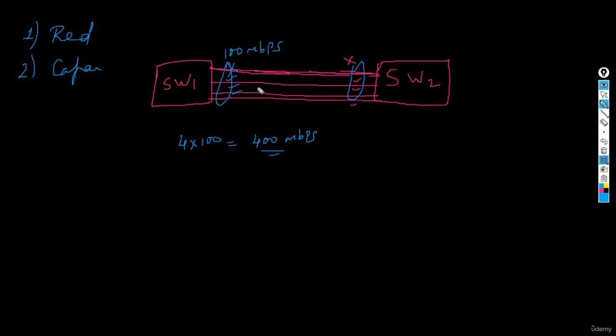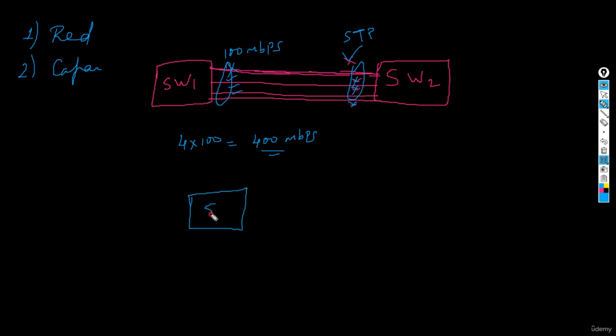But the issue here is, when I connect multiple links, spanning tree protocol, STP, which we already discussed, will block all the links and allow only one link, to avoid loops in the network. Let me repeat again what I am saying. I will give one scenario also.